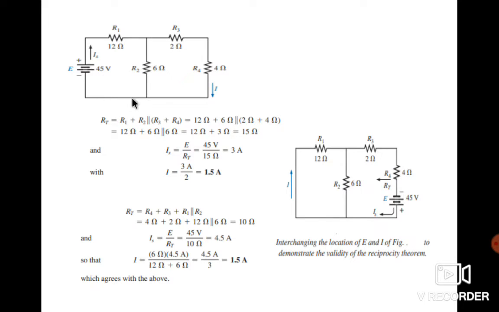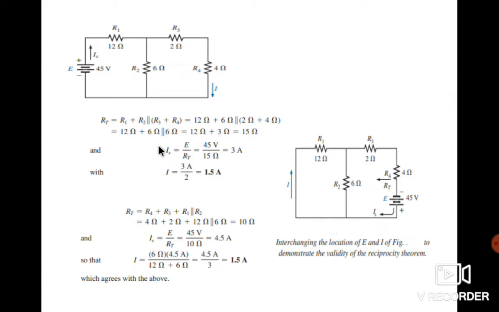First of all, we find the total resistance by series-parallel reduction, and it becomes 15 ohm. See, R1 plus R2, these two first, then R3. R2 is in parallel with the series combination of the other two resistors, and this combination is again in series with R1. Then you find the total resistance of 15 ohm. When you have to find the total current, you apply Ohm's law to find the total current.